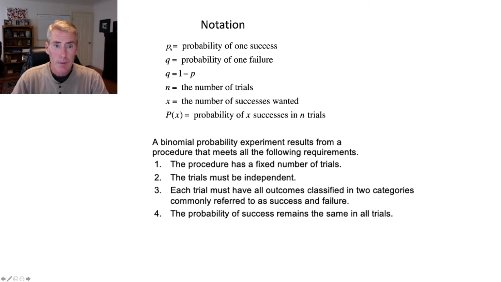Number 4, this p right here remains the same for all of the trials. So when I did the little example of there's a 3% chance of rain, well, if we were in January, that's probably going to be different than if we're in July. So you can't just apply January's probability to July's possibility of rain.